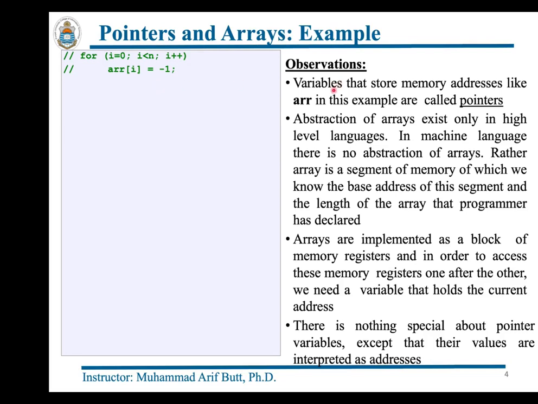Variables that store memory addresses like ARR in this example are called pointers. Abstraction of arrays exists only in high-level languages. In machine language, there is no abstraction of arrays. Rather, array is a segment of memory of which we know the base address and the length of the array that the programmer has declared. Arrays are implemented as a block of memory registers, and in order to access these memory registers one after the other, we need a variable that holds the current address. So there is nothing special about pointer variables except that their values are interpreted as addresses.